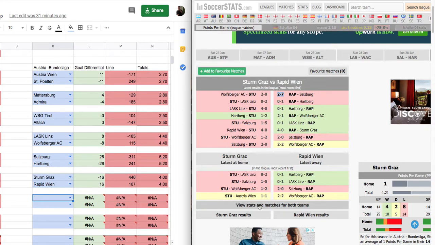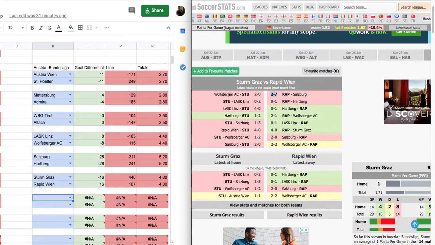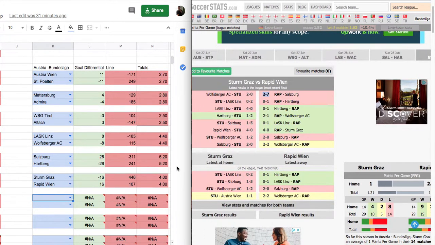Okay? So now to the whole premise of the video about home and away. So this is definitely looking good for Rapid, right? Because they lost this one match. They lost to the best team in the league. And their only other loss was when they played Salzburg again, lost to them 2-0.